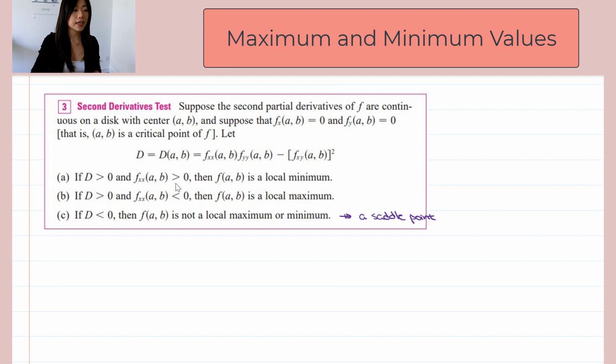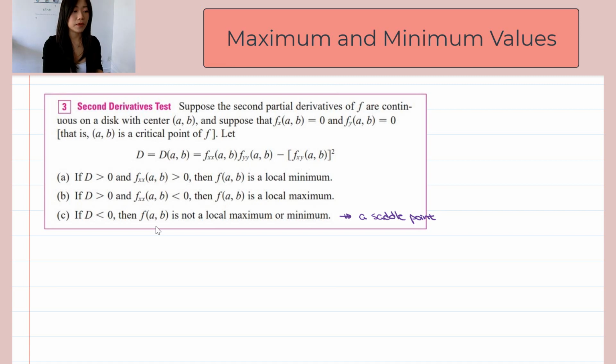And the second case is when the second derivative of the function is negative. Then in a single variable function, that means the function is concave down at that point. So the critical point would be a local maximum. And the third case is when the value D is negative. Then that means the function at this point is not a local maximum nor a minimum. And we call this type of point a saddle point.